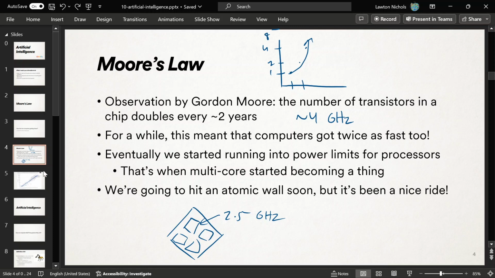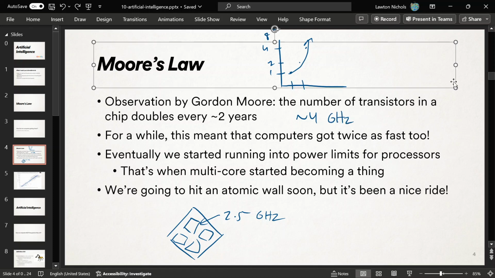Yeah, any questions, thoughts about that? Have we made our own computer? Do we know what gigahertz means? Have we heard that word before?